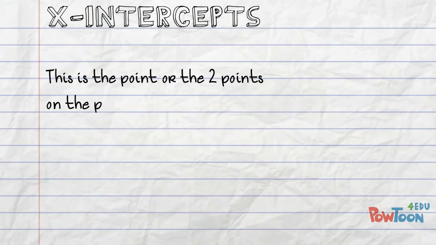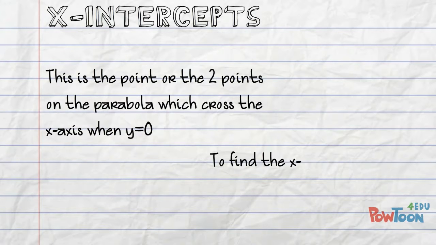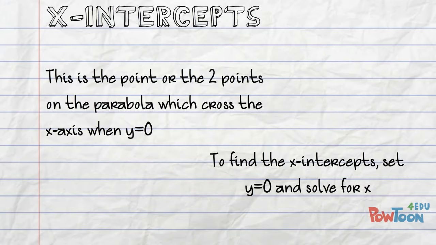X-intercepts. This is the point or the two points on the parabola which cross the x-axis when y equals 0. To find the x-intercepts, we set y to 0 and solve for x.